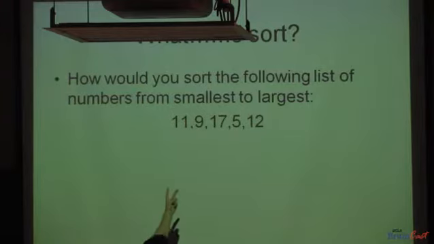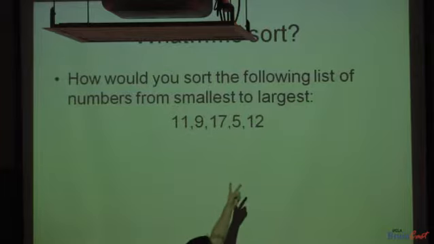Then you compare the 11 and the 17. 11 is smaller than the 17, you do nothing. You go to the 17 and the 5. You swap those because the 5 is smaller. The 17 and the 12, you swap so that the 17 is in the last spot. Okay? Now you've managed to completely sort the 17, or get the 17 in its right place. So you just repeat this process over and over again until nothing gets swapped. And if nothing gets swapped, then you know everything's in its proper order.